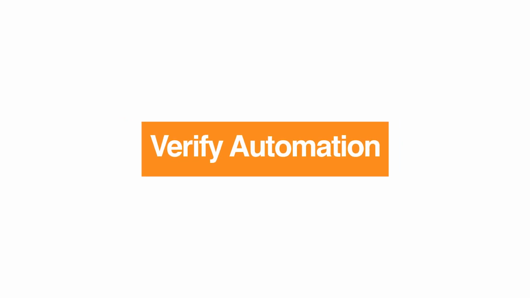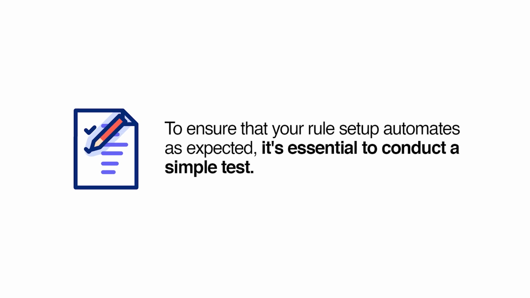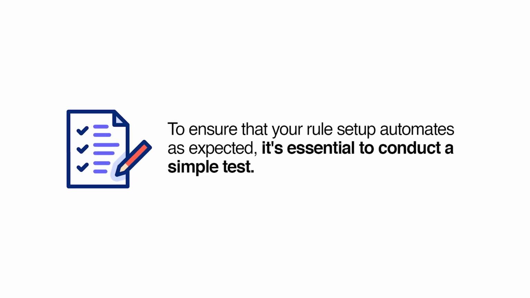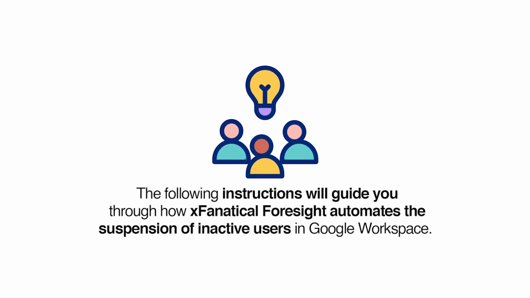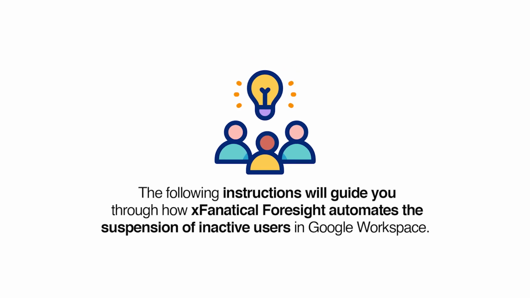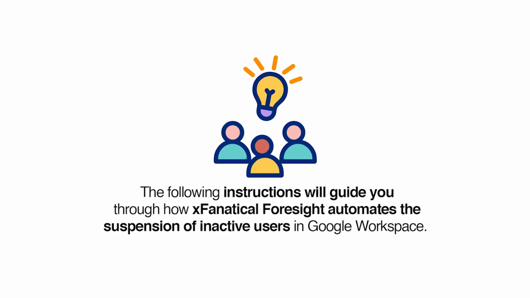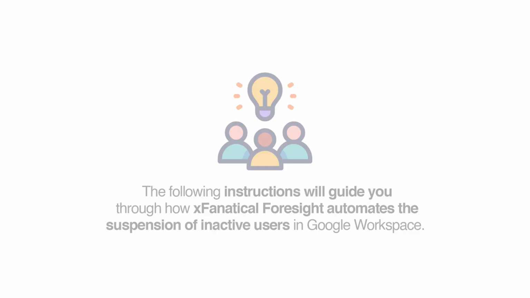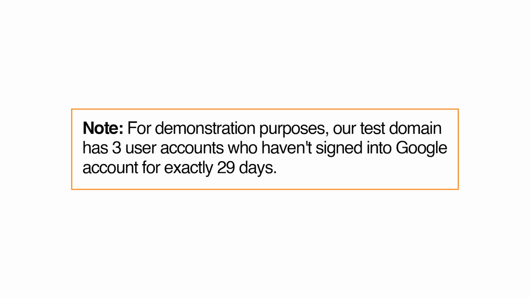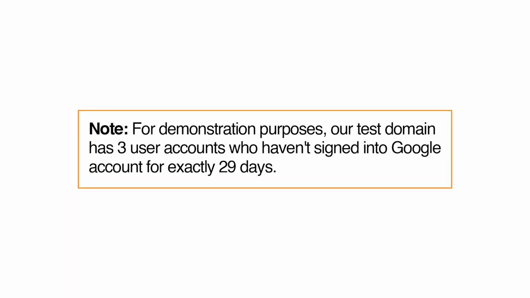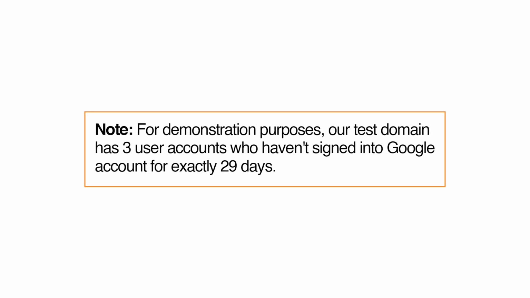Verify automation. To ensure that your rule setup automates as expected, it's essential to conduct a simple test. The following instructions will guide you through how Fanatical Foresight automates the suspension of inactive users in Google Workspace. For demonstration purposes, our test domain has 3 user accounts who haven't signed into Google account for exactly 29 days.